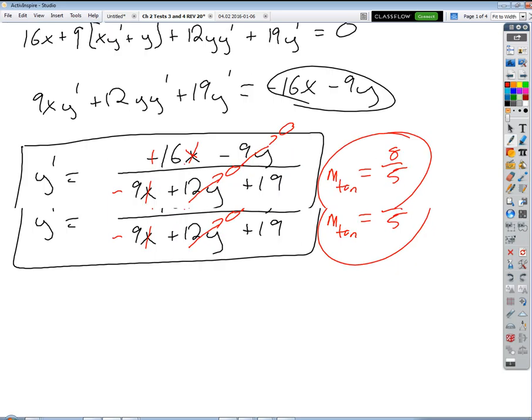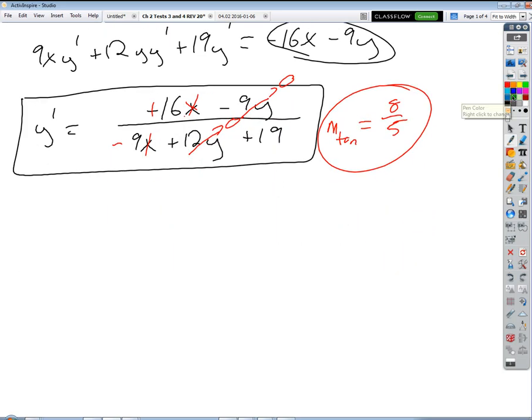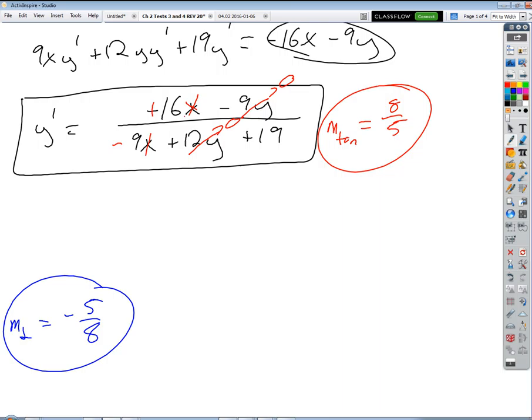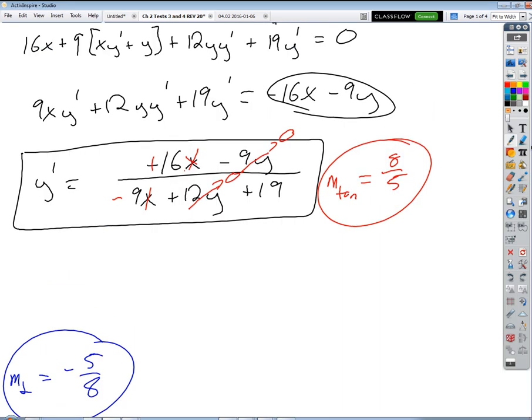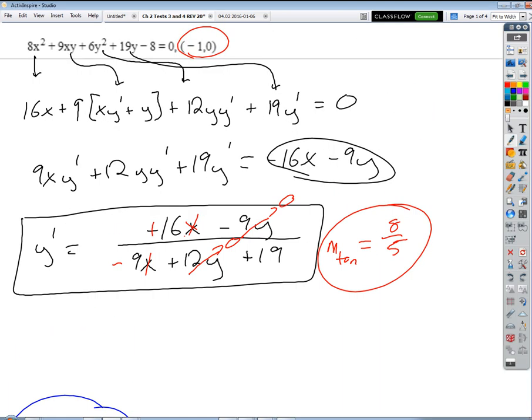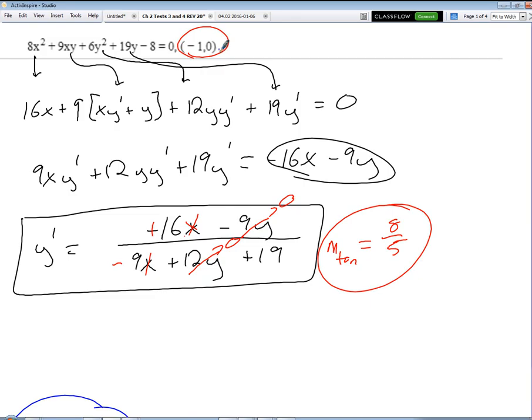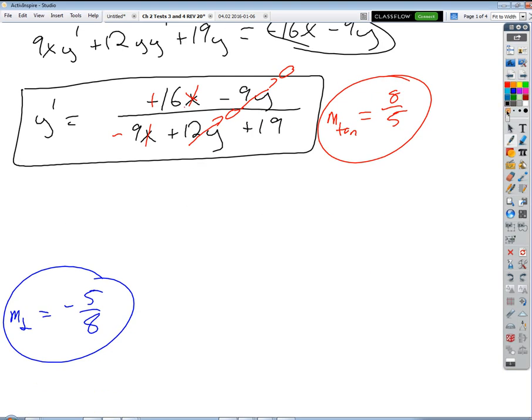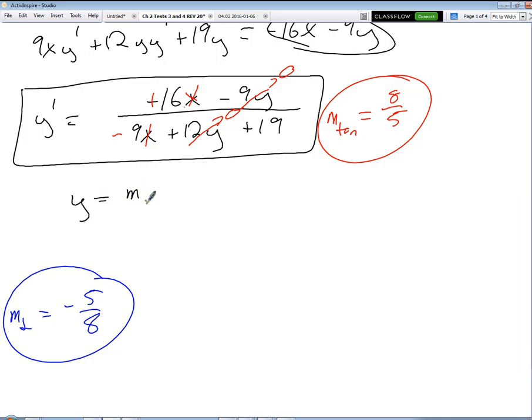The slope of the normal line would be what? -5/8. Okay, so let's do this one first. If that's the slope, the point of tangency is there, right? So then we just end up with y equals mx plus b. m is 8/5.